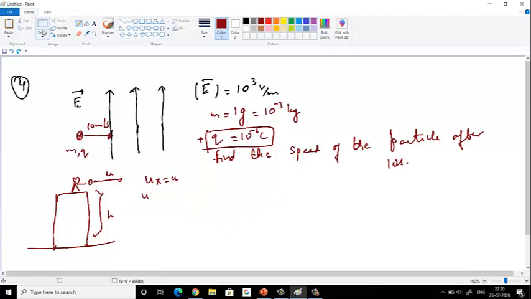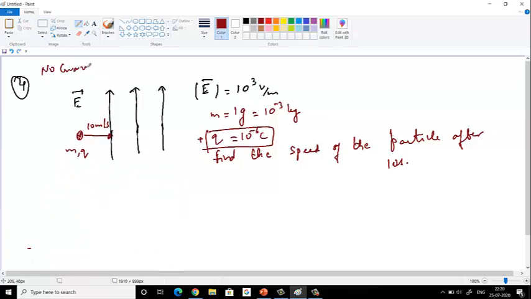Let us do it for the electric field. Here also we don't have gravity. Consider there is no gravity. We are not taking mg and all that here. Now this particle is projected along the x-axis, right? So what is ux equal to? Ux is equal to 10 meters per second. It is projected along the x-axis, so what is uy? 0 meters per second. There is no component in the vertical direction.